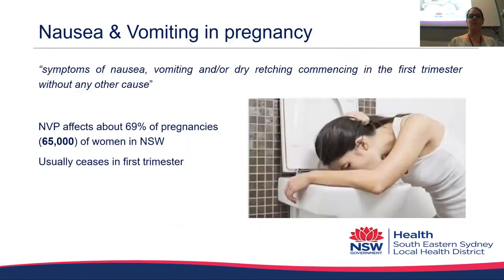So, nausea and vomiting in pregnancy. It's generally defined as symptoms of nausea, vomiting, and/or dry retching commencing in the first trimester without another cause. Like I've said, it's estimated to affect around 69% of pregnancies and often dissipates after the first trimester.